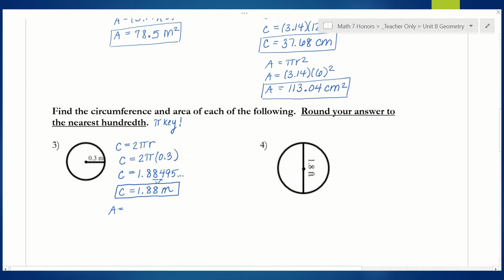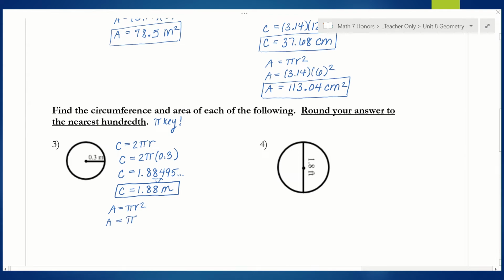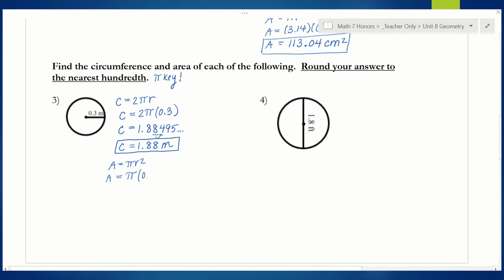Okay, so let's do the same thing for area. Area equals pi r squared. Again, we're using the pi key, so we want to leave pi in our work. And again, our radius is 0.3 squared. So in your calculator, we're going to do pi key times 0.3 squared. You're going to get 0.28274, and so on. So again, to the nearest hundredth, there's a 2 next door, so that tells me to keep it 0.28 meters squared.